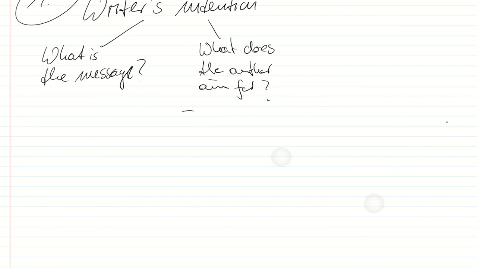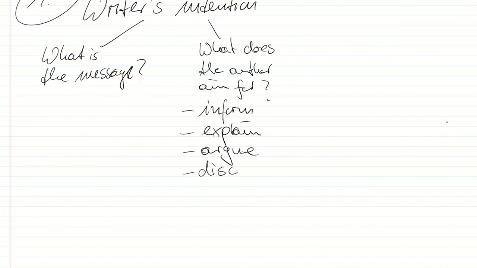The author could, for example, inform about a certain topic. He could also explain something. He could argue, or he could discuss a topic. What is the difference between argue and discuss? Well, the difference is that if you argue on something, you just see it from one perspective. If you discuss something, you see it from both sides. So you name pro and contra arguments.